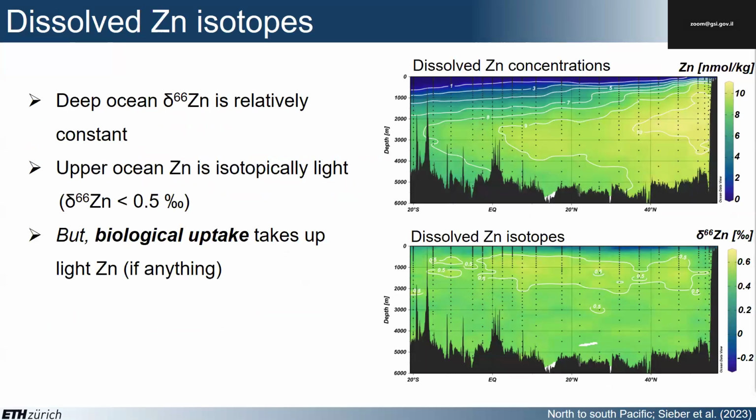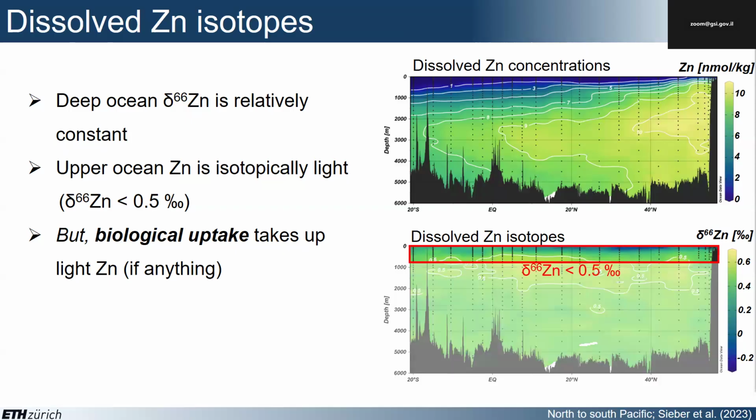So let's take another look at the dissolved zinc isotope distribution, both isotopes and concentration. This is an example from a transect from the North to South Pacific. We see, as before, that dissolved zinc concentrations are depleted in the upper ocean and enriched at depth. And we can explain the distribution of dissolved zinc concentration fairly well. In terms of zinc isotopes, we have a pretty well-known isotope signature of the dissolved zinc in the deep ocean at around 0.5 per mil, and this is pretty constant throughout the oceans.